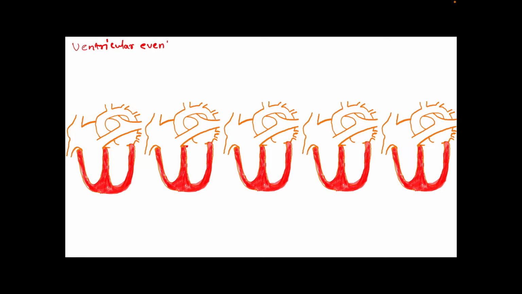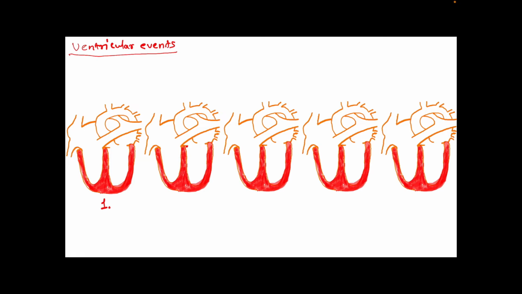Ventricular events. Now we will learn these ventricular events by this diagram. So the first one, this is the first one. Here we will start these ventricular events with the first phase, the isometric contraction phase.